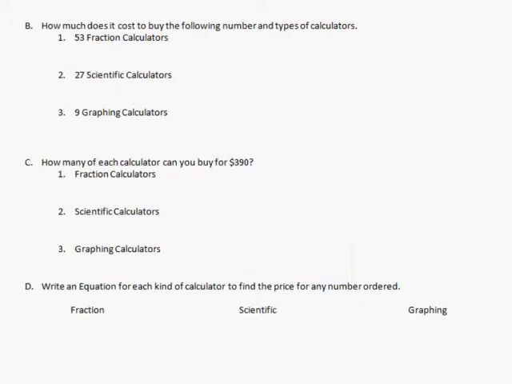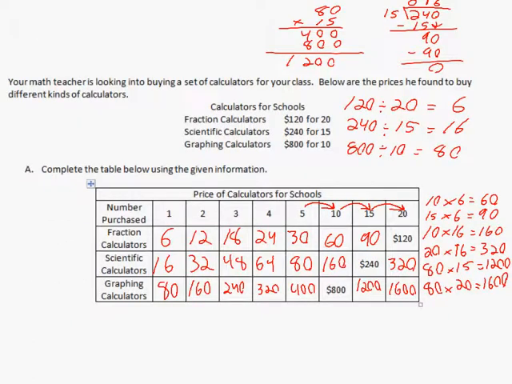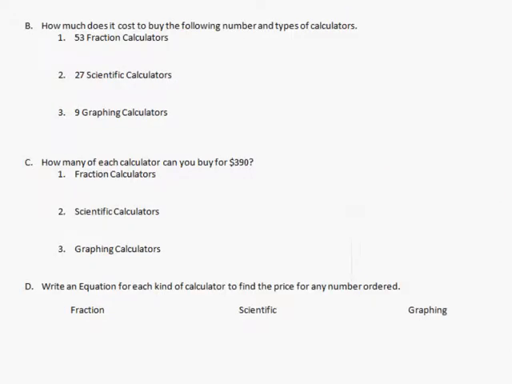All right, let's answer some questions about these calculators. Part B, how much does it cost to buy the following number and types of calculators? 53 fraction, 27 scientific, and 9 graphing. Well, remember, all we have to do is multiply. A fraction is $6 each. So, 53 times 6. 6 times 3 is 18, carry the 1. 6 times 5 is 30, plus 1 is 31. So $318.